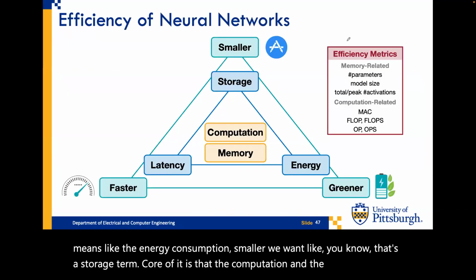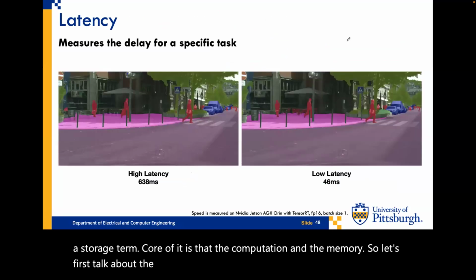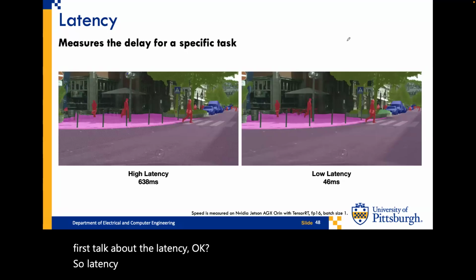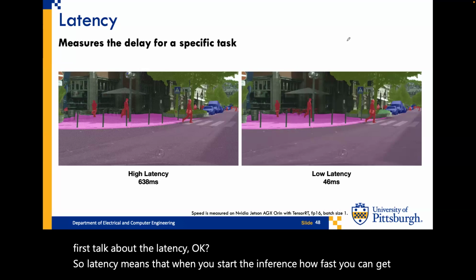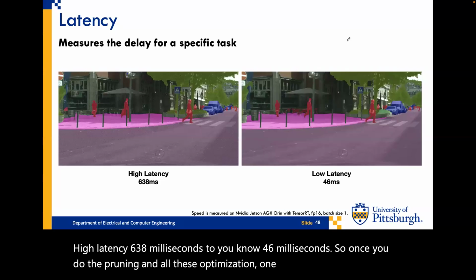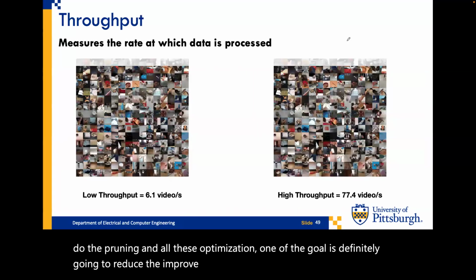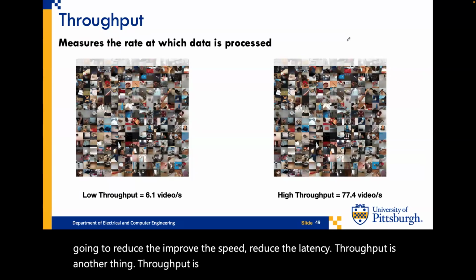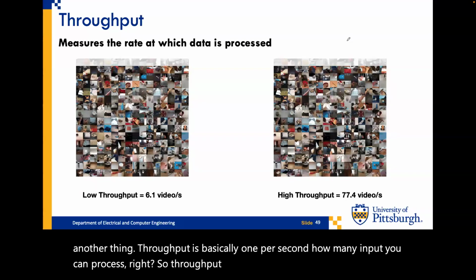So let's first talk about the latency. Latency means that when you start the inference, how fast you can get the output. High latency, 80 milliseconds to 46 milliseconds. Once you do the pruning and all these optimizations, one of the goals is definitely to improve the speed and reduce the latency. Throughput is another thing. Throughput is basically how many inputs you can process per second. So throughput and latency are two different concepts.